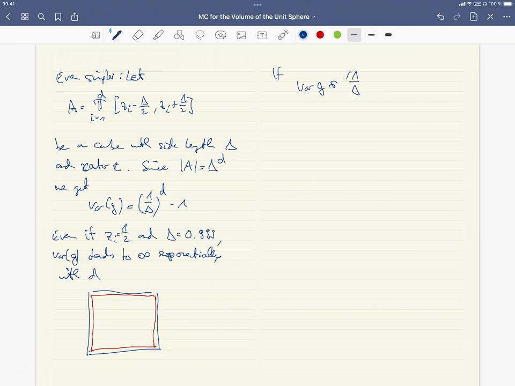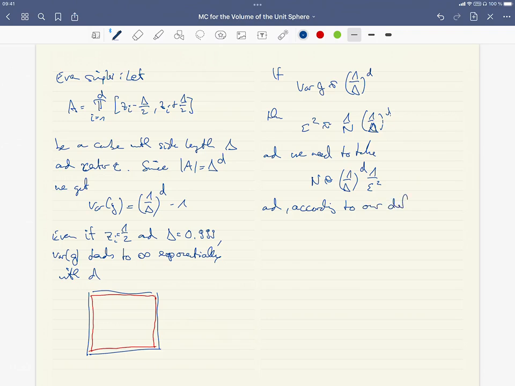So if Var g is roughly 1 over delta to the power d, just throwing away the minus 1, then according to our definition of the curse of dimensionality, epsilon squared is roughly 1 over n times 1 over delta to the power d, by the Monte Carlo error formula. And in order to reach an accuracy of epsilon, we need to take n roughly 1 over delta to the power d times 1 over epsilon squared. And according to our definition, Monte Carlo suffers from the curse of dimensionality. Monte Carlo doesn't work here, and if it doesn't work, it suffers from the curse of dimensionality.